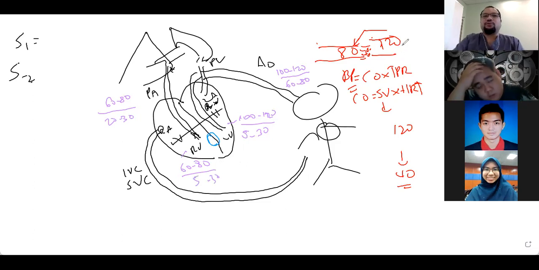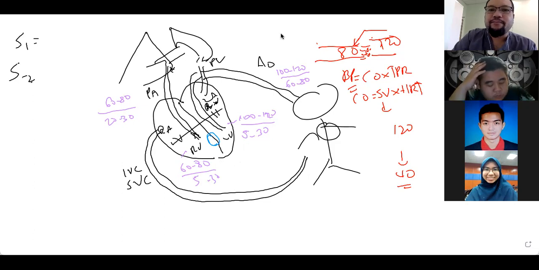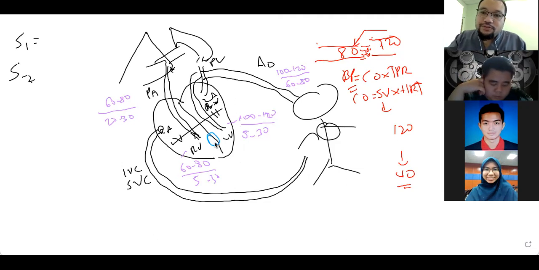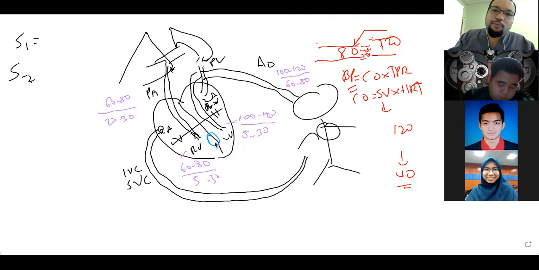Okay. So, now, let's see bila ada hole dekat sini. Dia ada lubang dekat sini. So, what happens? Again, fluid moves from high pressure to low pressure. So, bila ada lubang dekat sini, what happens? Ada flow tak? Masa bila ada flow? Masa systolic ada flow tak?